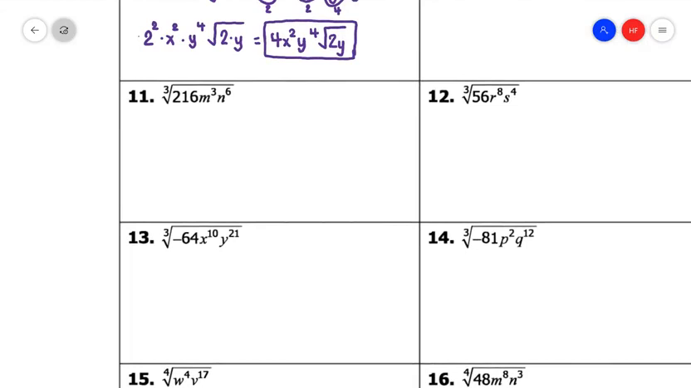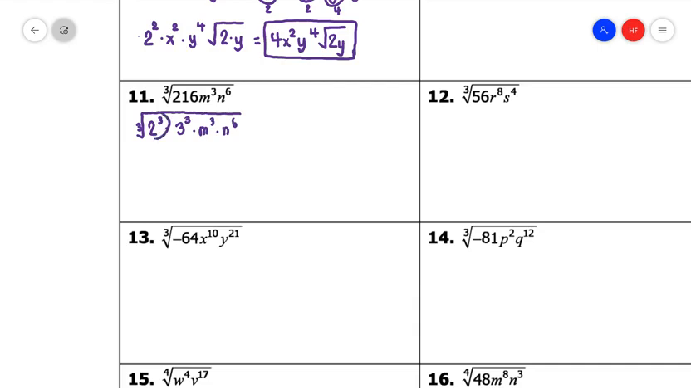On the next one with the 216, we're going to do the same thing. This time our index is 3. So I want to take out anything with a multiple of 3 on it. Prime factors of 216 are 2 to the third times 3 to the third, and then we have the m to the third, n to the sixth. So I need everything to be multiples of 3, and we're lucky on this one that they are.